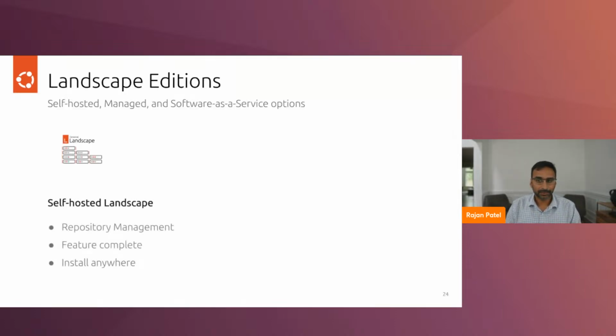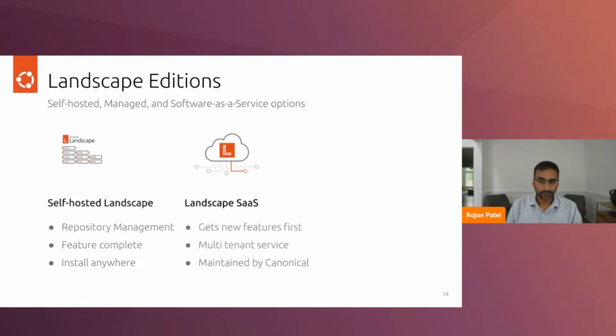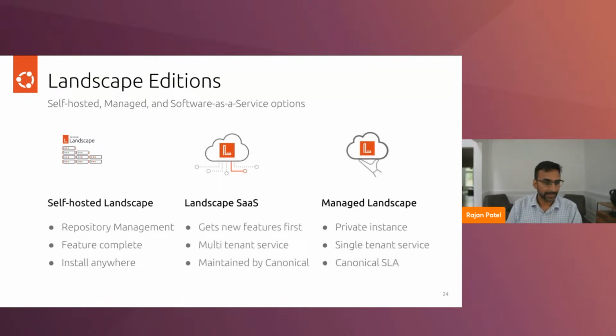So Landscape is available in 3 editions: as a self-hosted offering, through a software as a service model hosted on Canonical's cloud, and as a managed offering. The same source available codebase is responsible for each of these editions. And a new version of Ubuntu is published every 6 months, with a long-term support version that gets published every 2 years. And Landscape evolves with Ubuntu's cadence.